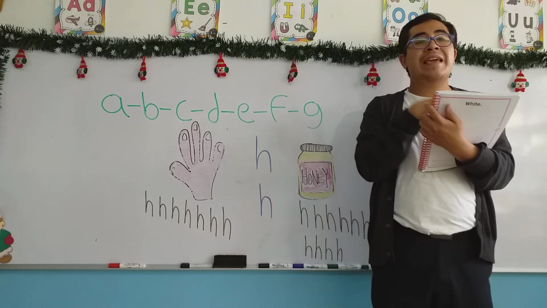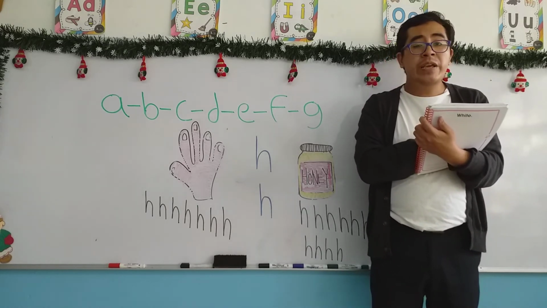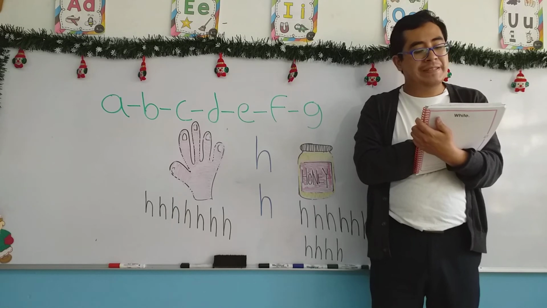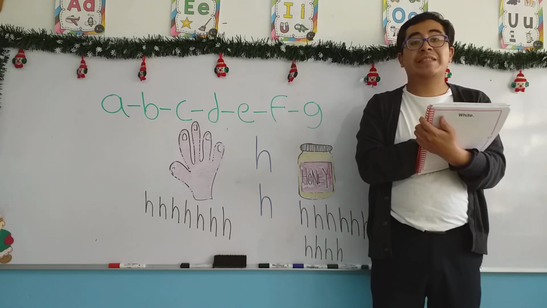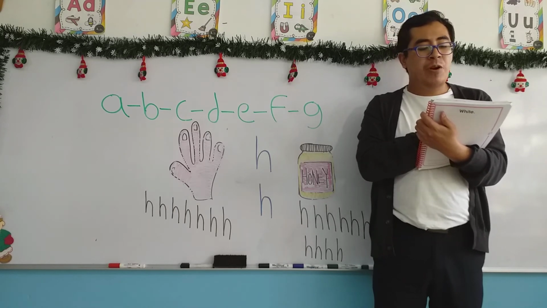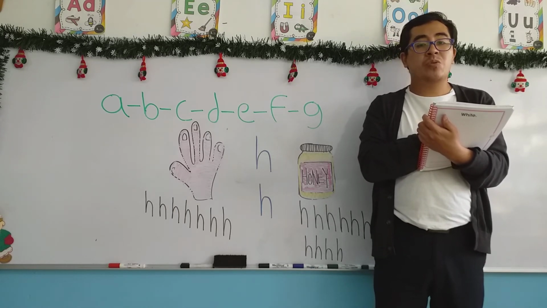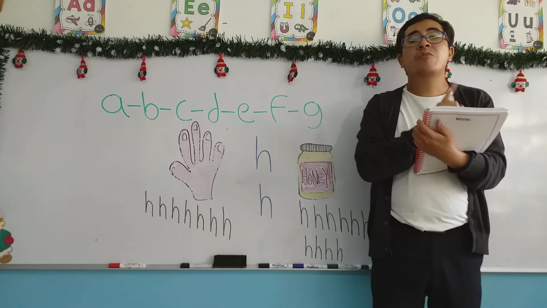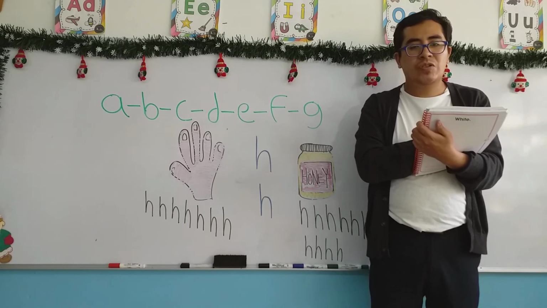Producida quiere decir hecha por. The honey is produced by the bees. It is very sweet. La miel está producida o hecha por las abejas. Es muy dulce. That's the honey with small h.